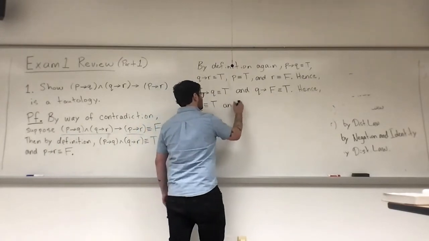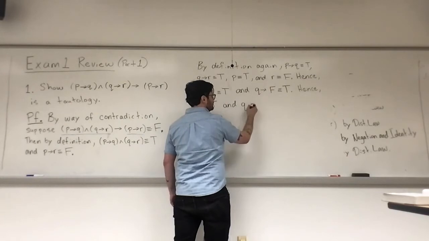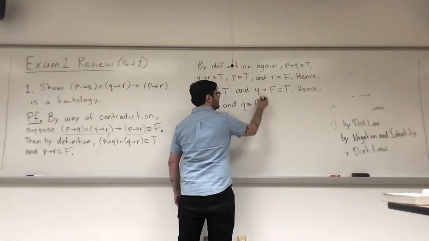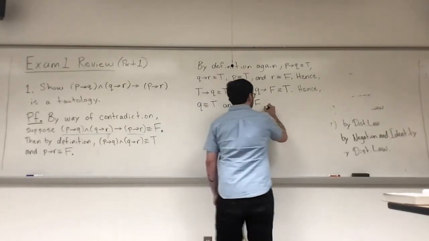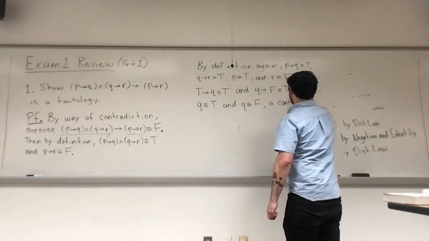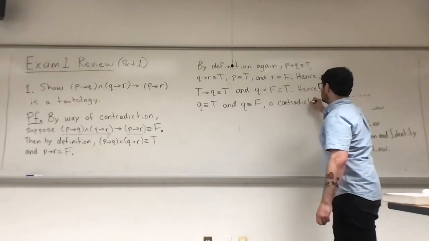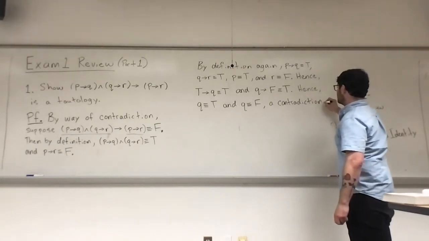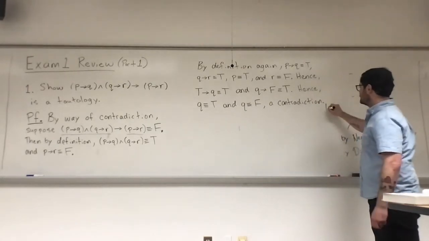And Q must be false from there. A contradiction. We're done. And then put your stamp.